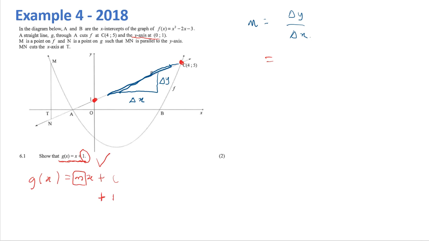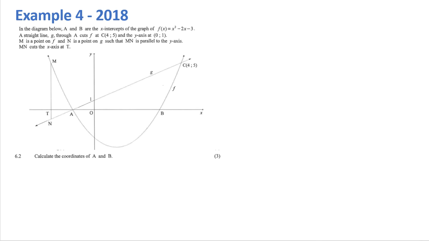Well, at this point C, we have a y value of 5 and an x value of 4. And where it crosses the y-axis, we have a y value of 1 and an x value of 0. That's 4 divided by 4. That's 1. So this equation gx, that's cool. We've proven the y-intercept. We've checked that. And we've proven here in this section the slope. Cool? 2 marks.